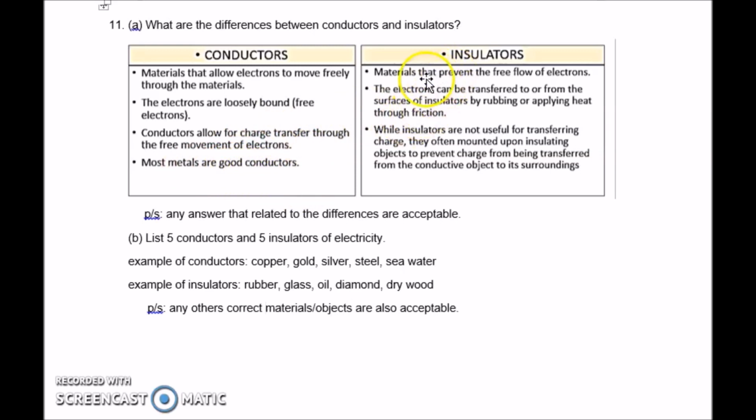Meanwhile, insulators are the materials that prevent the free flow of electrons. Electrons can be transferred to or from the surface of insulators, but it is by rubbing or applying heat through friction. While insulators are not useful for transferring charge, they are often mounted upon insulating objects to prevent charge from being transferred from the conductive object to its surroundings. And then you can list 5 conductors and 5 insulators of electricity. You can also include other materials maybe you found from the internet, then you can just put it as your answer.